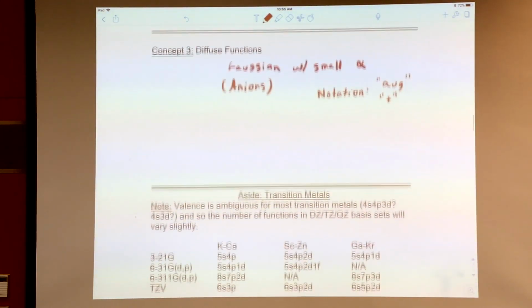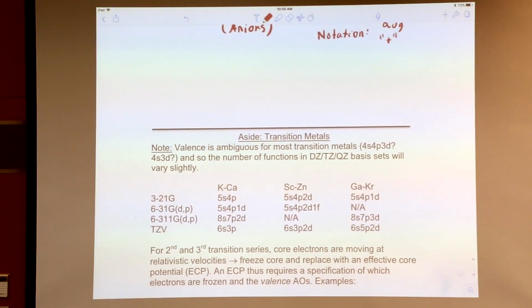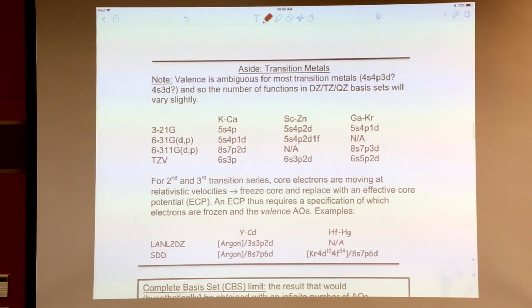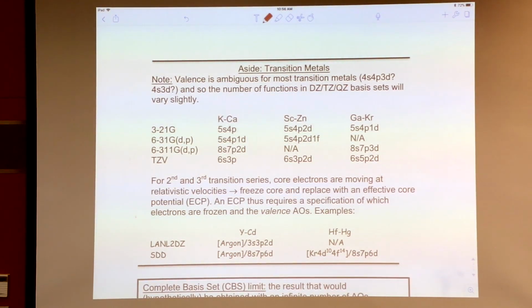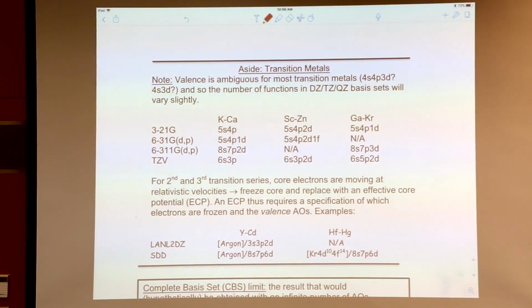And then the final thing is you can generalize these ideas to transition metals. It's a little bit hazy because a lot of this is predicated on us knowing what the valence of the element is. And for transition metals, it's like, well, is S in the valence? Yeah, probably. Is P in the valence? Well, maybe. I don't know. D is definitely in the valence. But depending on what you think the valence is, your definition of some of these things is a little bit fuzzier. Sometimes you add a P function, sometimes you don't when you go from double zeta to triple zeta for a transition metal.